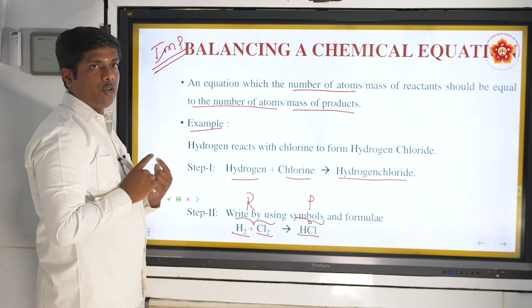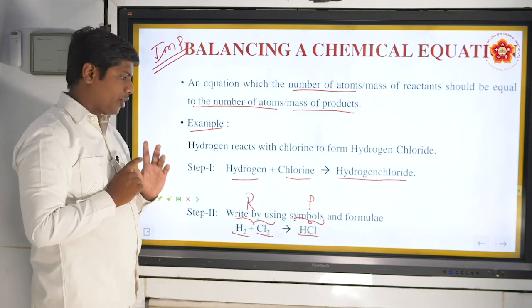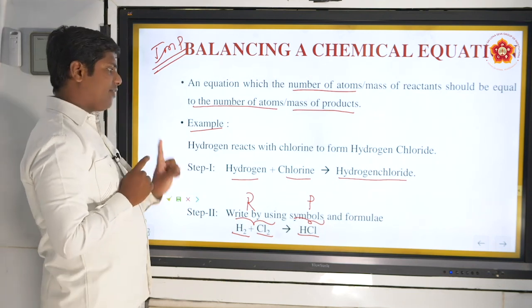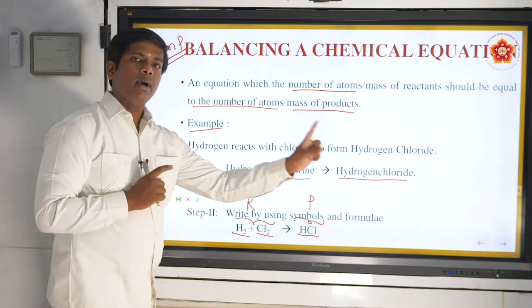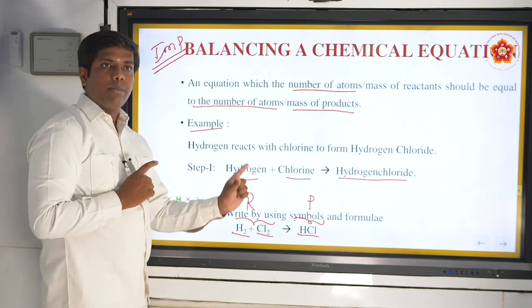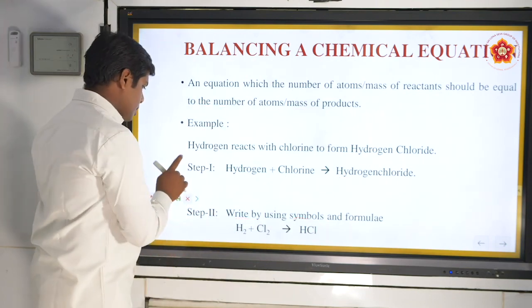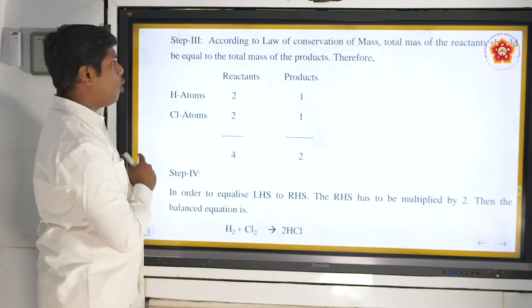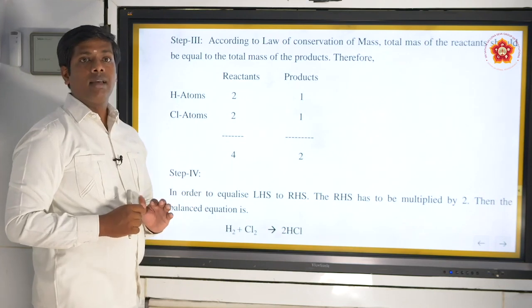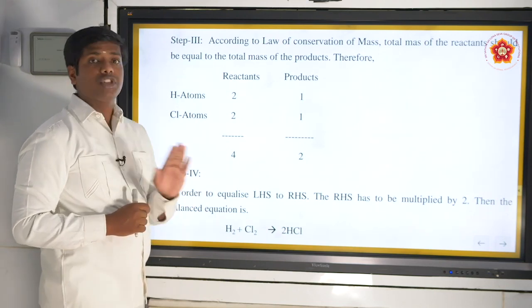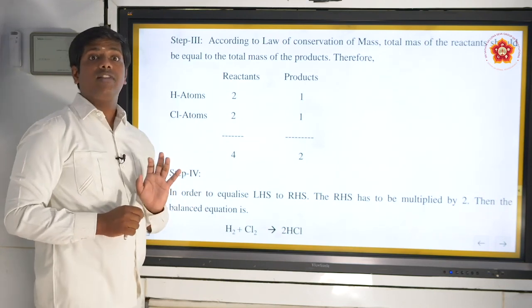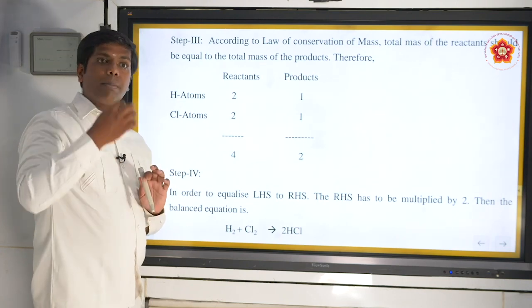Please be attentive because this is the most important concept. Once again I am telling, in the first step we have to write in word form. Second step, by using symbols and formulas we have to represent an equation. Third step, the most important step. This step is the most important, where most of the children will make mistakes by simply multiplying.